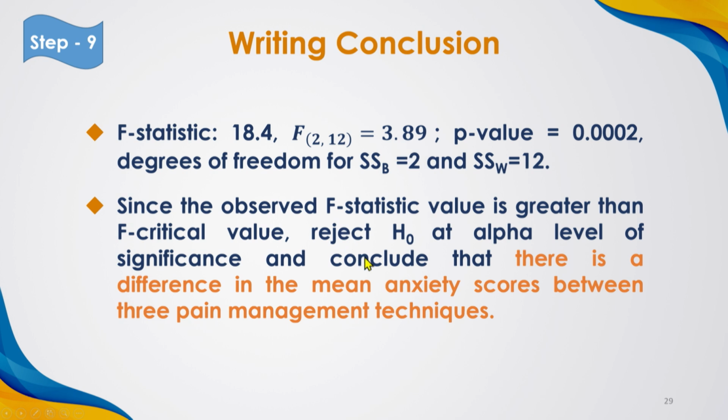So, we are going to reject our null hypothesis at 5% level of significance, and we are going to conclude that there is a difference in the mean anxiety scores between the 3 pain management techniques. We have compared the anxiety scores of children who have undergone 3 treatments, let us say musical audio, storytelling audio and audio visual. So, we come to know that there is a difference in the anxiety score between the children who have undergone these 3 pain management techniques.